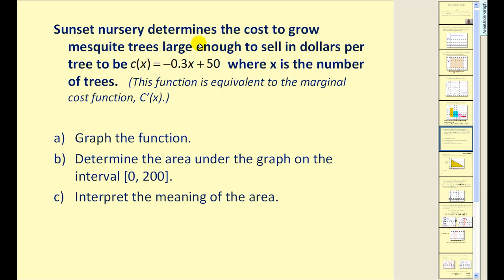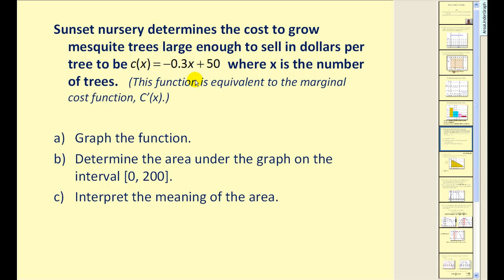Here's one more example. Sunset Nursery determines the cost to grow mesquite trees large enough to sell, in dollars per tree, to be this function, where x is the number of trees. Now keep in mind, this is the cost per tree, so this would be equivalent to marginal cost, or large C prime of x. That's the reason why they used a lowercase c for this cost function. We want to graph the function, determine the area, and also interpret the meaning.